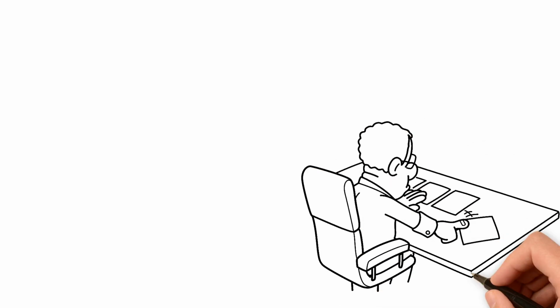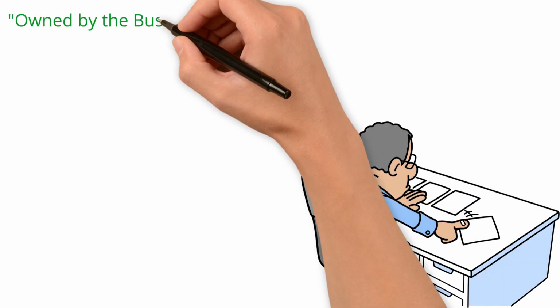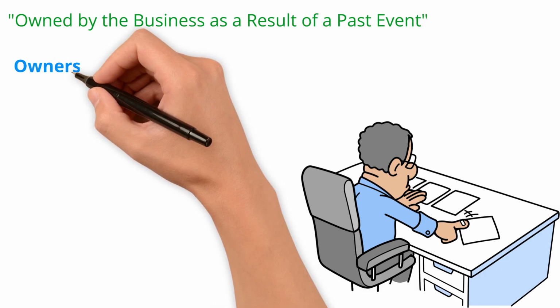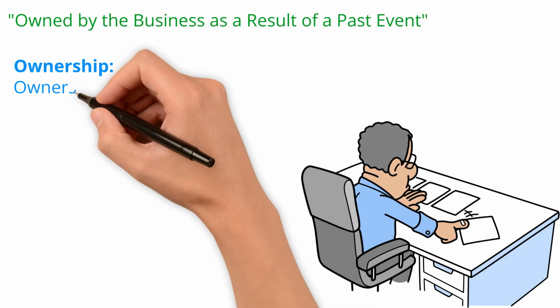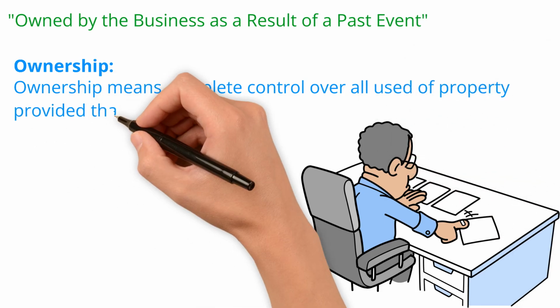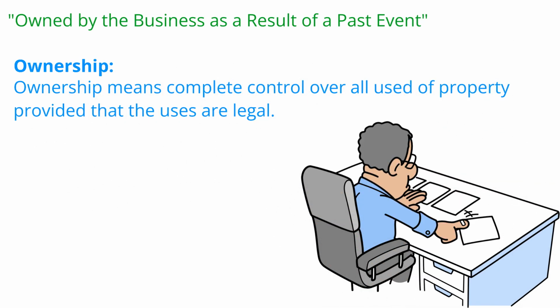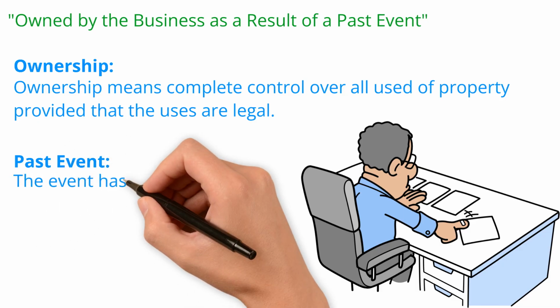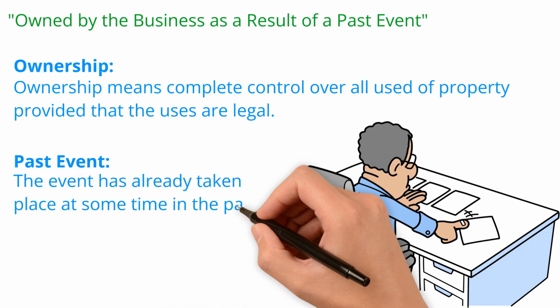Owned by a business as a result of a past event includes the following: ownership. Ownership means complete control over all use of the property, provided the uses are legal. Past event. The event has already taken place at some time in the past.